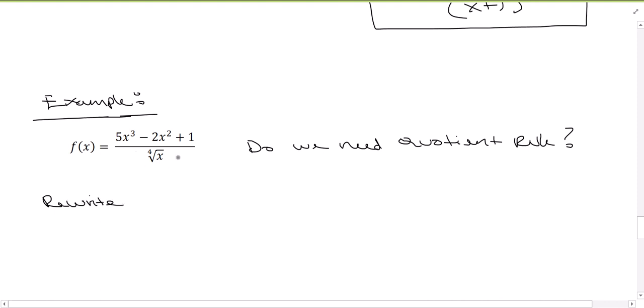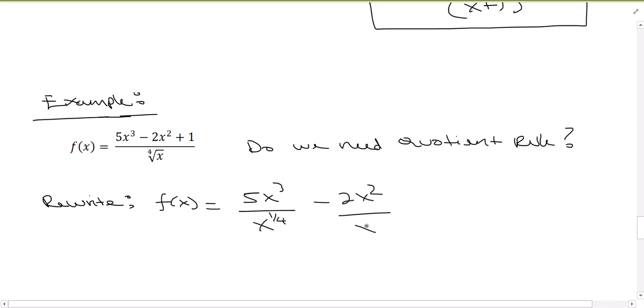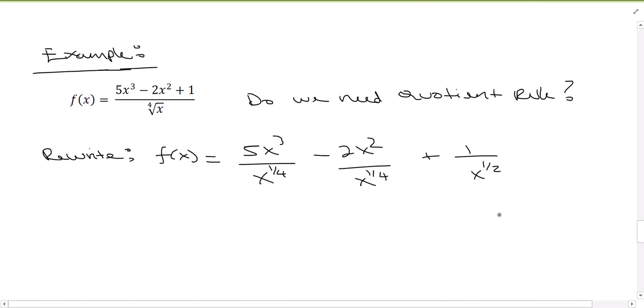Since I have a single term here in the denominator, I can rewrite f of x to be 5x cubed over the fourth root of x, so that's x to the 1/4, minus 2x squared over x to the 1/4 and so on. And then use our properties of exponents to simplify. So it kind of depends, would you rather use the quotient rule or would you rather rewrite it? Me personally, I prefer to use the general power rule. So whenever I can rewrite problems so that I can use the general power rule, that's what I'm going to do, because I find that way better than trying to do the quotient rule.